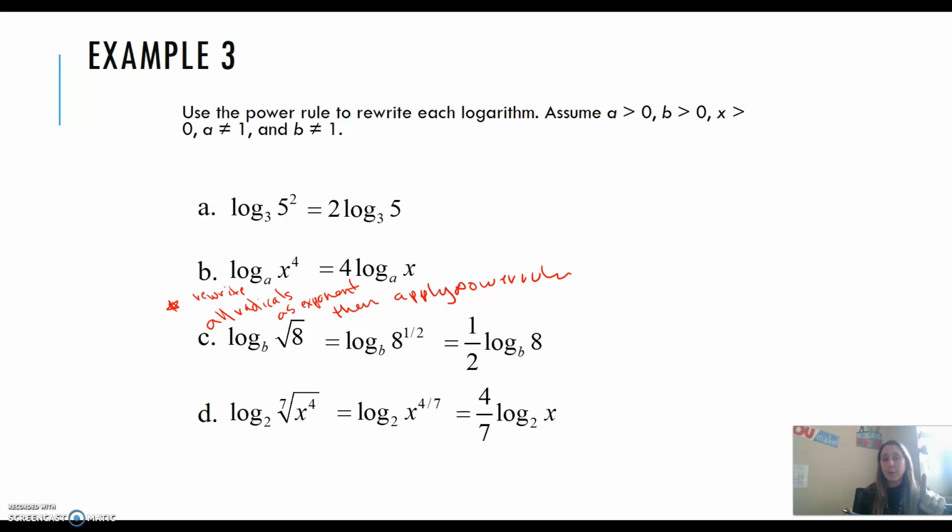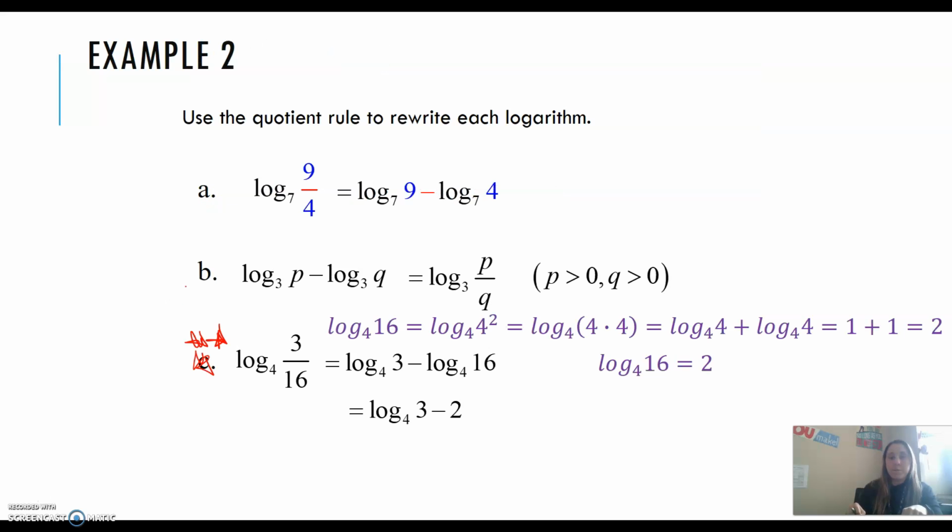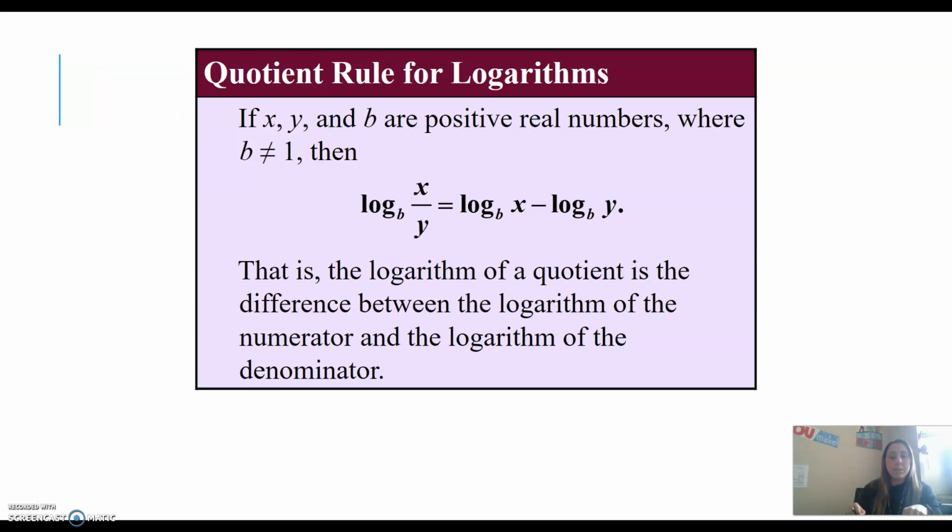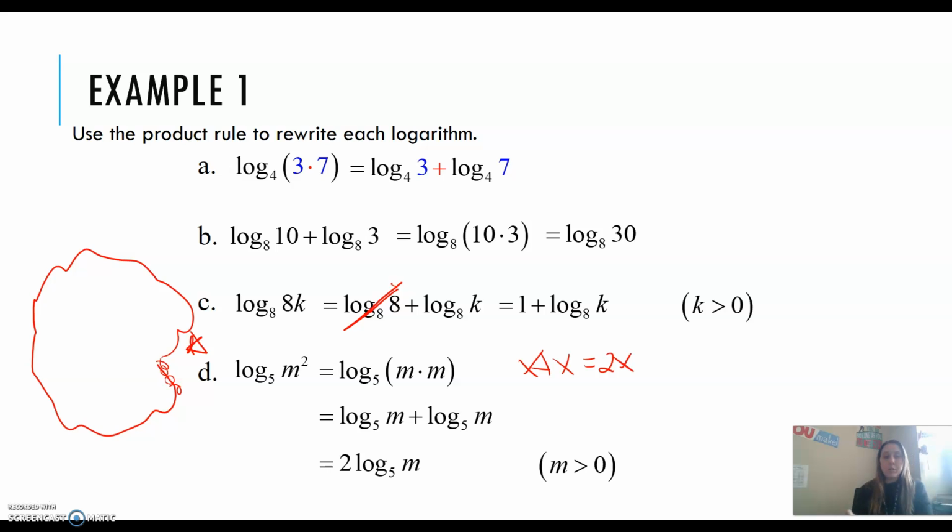All right, I want to go back to the beginning where we made that think bubble. Now that we know the power rule, we could have just applied the power rule here, which would tell me that I'm going to take this 2. What I want you to put in your think bubble is that this shows why the power rule works. Okay, so we would have ended up with 2 times log base 5 of m, which is exactly what we got when we applied the product rule.